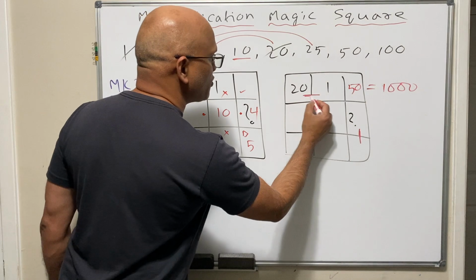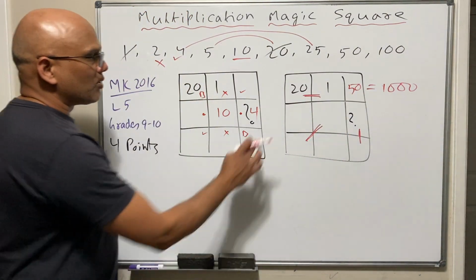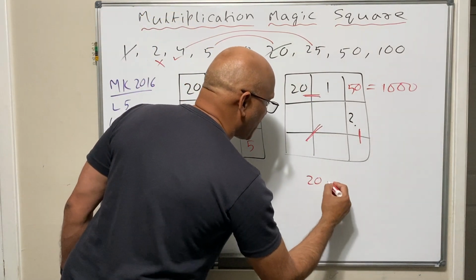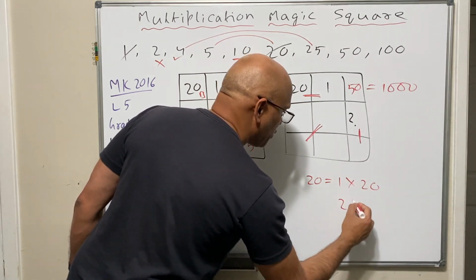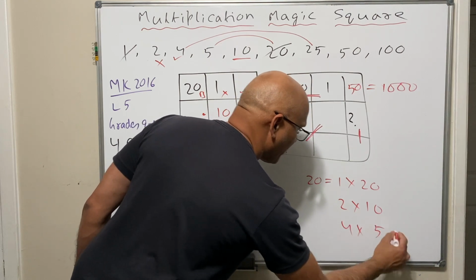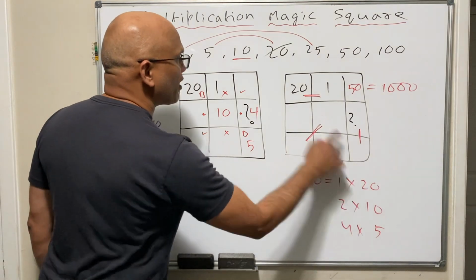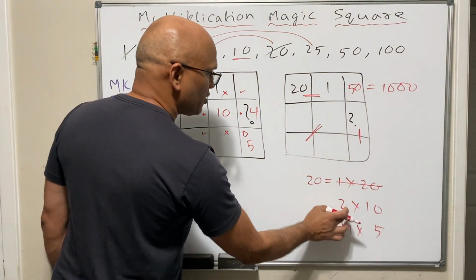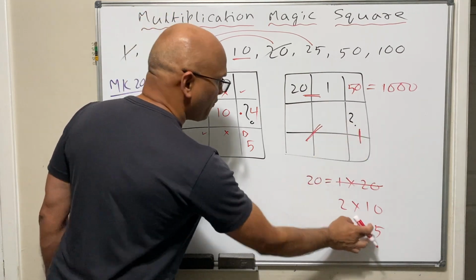Similarly, the product of these 2 numbers should be the same as the product of these 2 numbers, right? Because this is common. So these 2 are 20. The product is 20, and different ways I can make 20 is 1 times 20, 2 times 10, and 4 times 5, right? These are the only possible ways. 1 and 20 are already taken, so this cannot be it. So this pair can be 2, 10 or 4, 5.